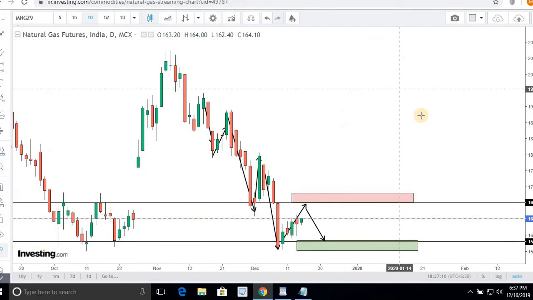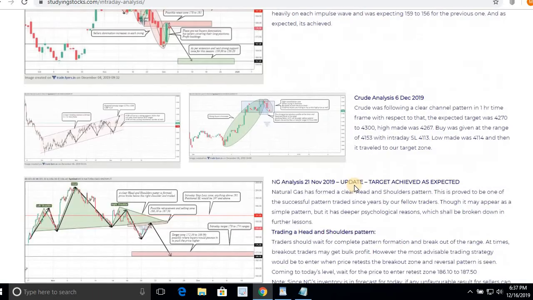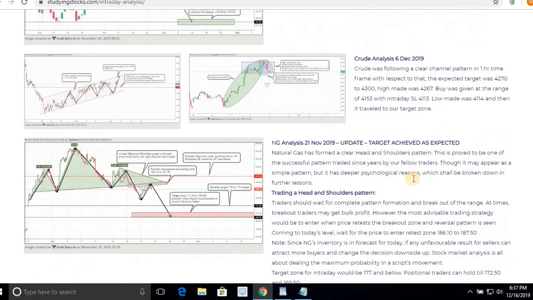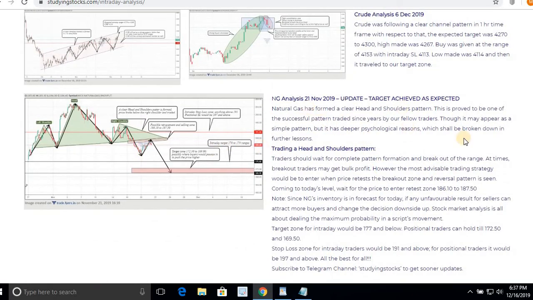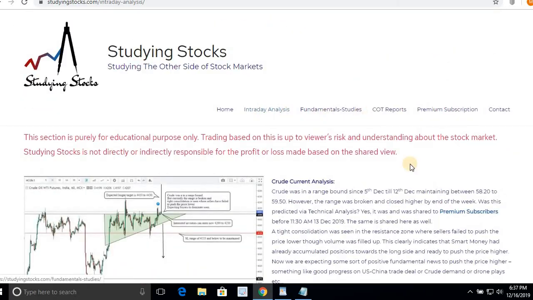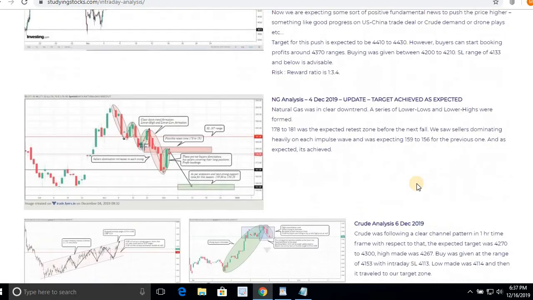Next is natural gas. If you have been following me on my Telegram channel or on my website, all the falls were already discussed with clear chart patterns, everything. Many would have made sufficient profit in that with our analysis. So everything is updated here. This fall was updated on 4th December, and before that the head and shoulders pattern. Yes, you can go through my website under intraday analysis. All the charts from the beginning, everything will be available along with explanation.